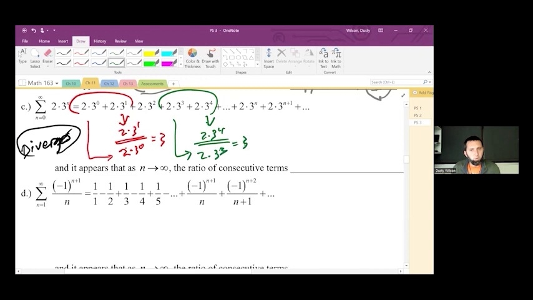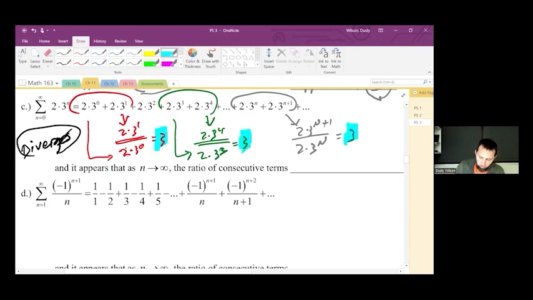Oh, wait, same number, geometric series, common ratio, just like we talked about earlier. And then keep it on going. We expect it to be 3, but let's just verify. So we'd have 2 times 3 to the n plus 1 divided by 2 times 3 to the n. And sure enough, it's 3. Once again, you have this common ratio, which is the single most important defining characteristic of the geometric series. That is that the ratio of consecutive terms is constant.